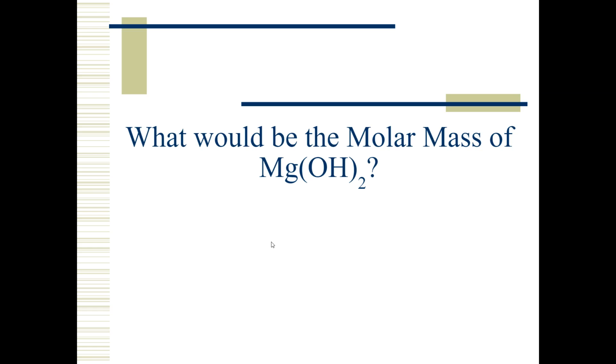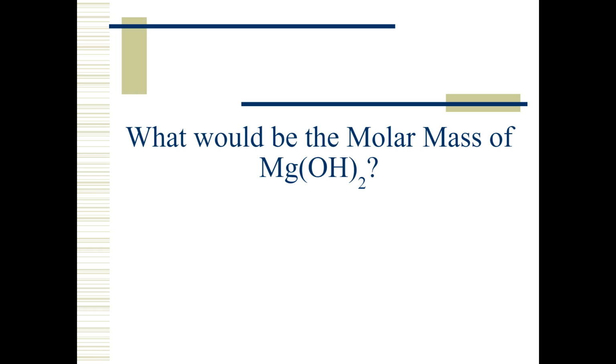So if you did the math, you would have taken the mass of 1 magnesium, which has an atomic mass of about 24.305 grams. And then remember that the 2 subscript in the hydroxide distributes to each of the atoms or elements in the parentheses. So this is 2 oxygens and 2 hydrogens.